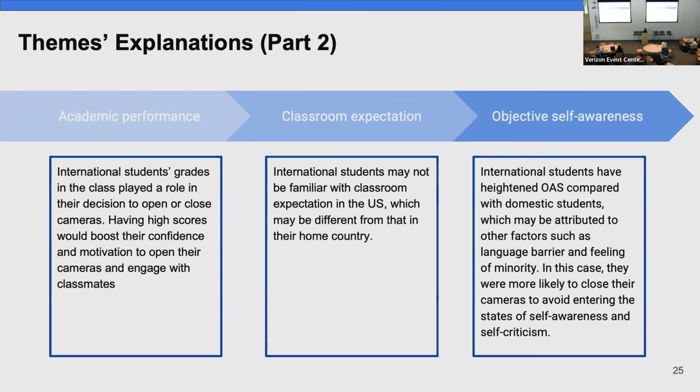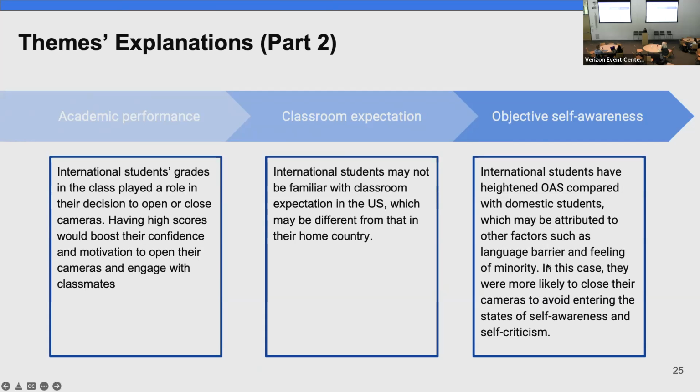Classroom expectation. We noticed that international students are not so familiar with the classroom expectations in a foreign classroom. Some students mentioned that they try to close their cameras because they are afraid that the instructors will call on them to answer questions. So this kind of feeling prevented them from opening cameras.